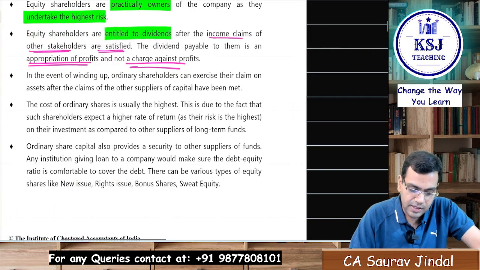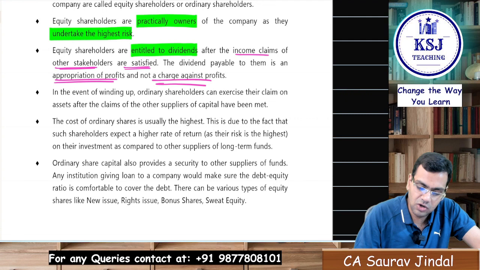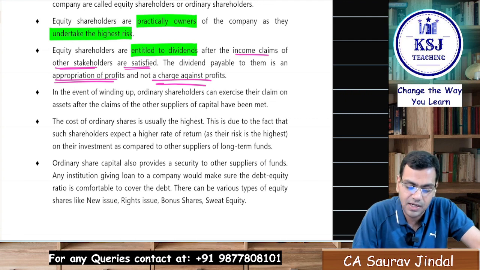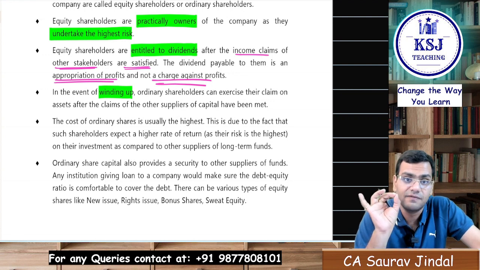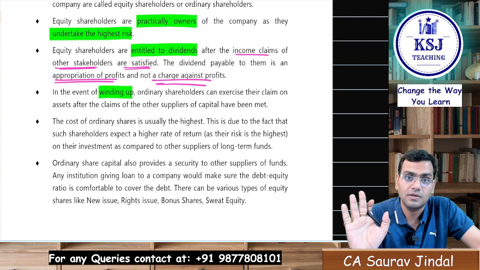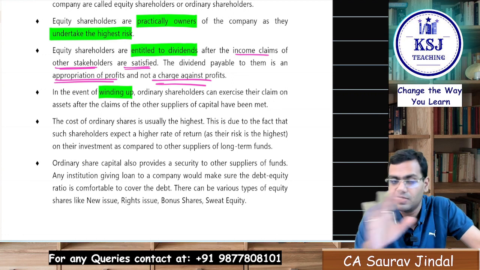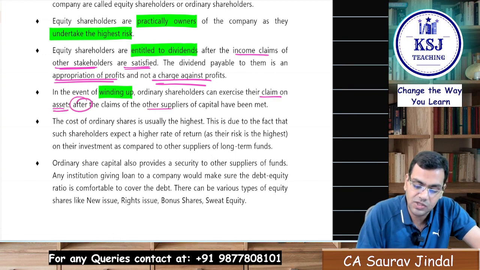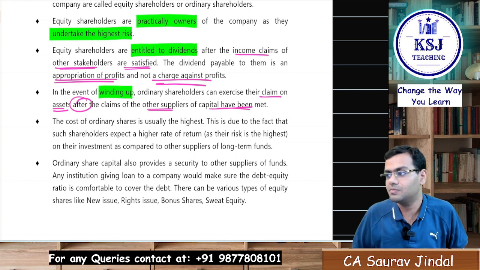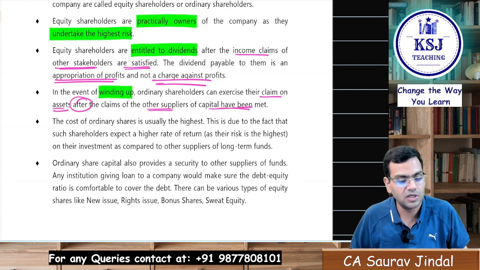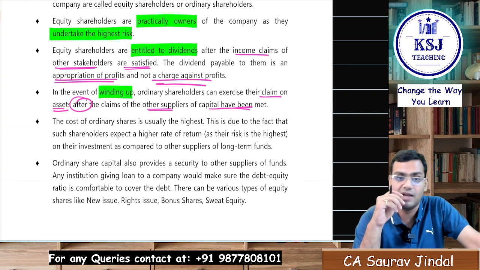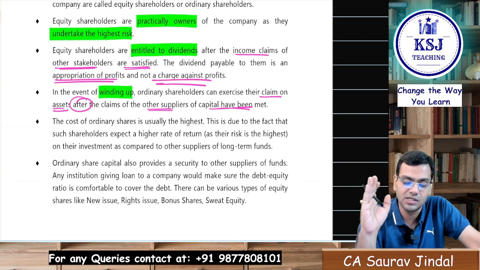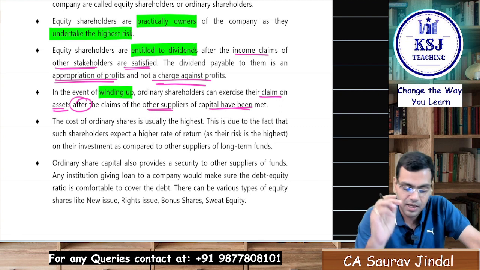Clear? The next one is, in the event of winding up, the ordinary shareholders can exercise their claim, right? They will get the money after paying off everyone else. If the money is not left, they will not be paid anything. Ordinary shareholders can exercise their claim on the assets after the claims of other suppliers of capital have been met. Other suppliers means it can be the debt holders, it can be the preference shareholders, right? After everyone else has been paid, last these ordinary equity shareholders will be paid.